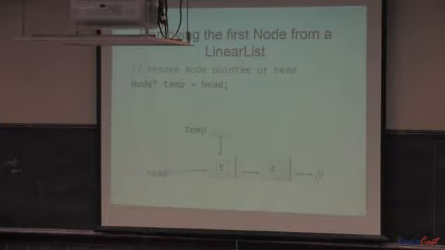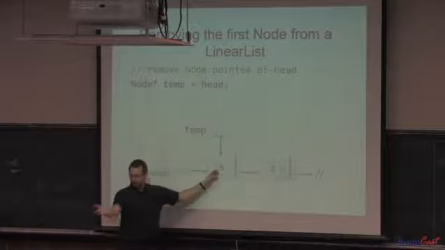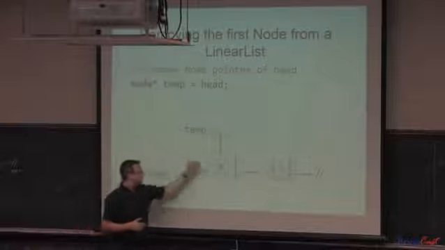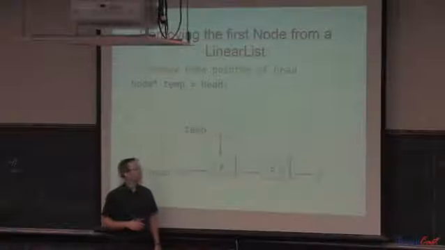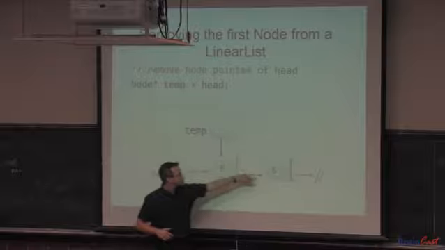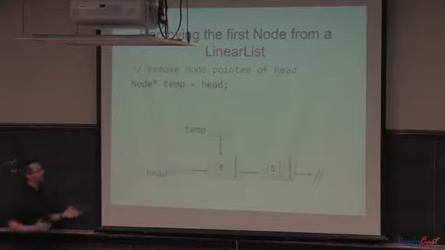OK, now let's talk about removing a node. If I want to remove the first node in the list, I have a pointer to that element. Can I just do delete head? Or delete temp? Would I have a problem with that? If I delete this, who's keeping track of 5? Nobody. So I have to keep track of 5 first.